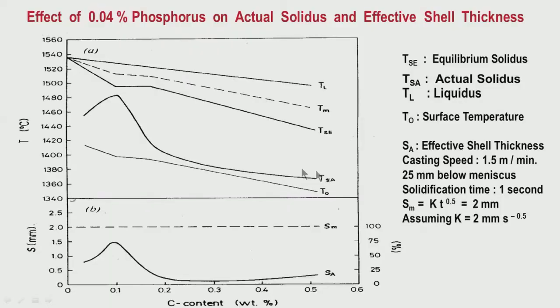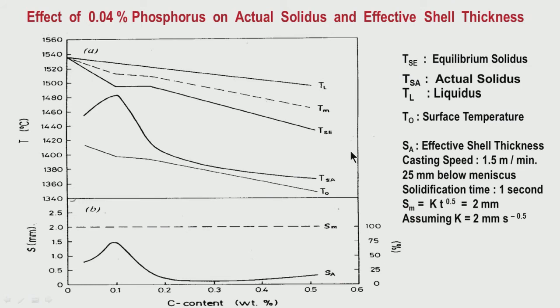So if we calculate the carbon equivalent depending on the chemistry of the steel, then we know how the steel will solidify, whether through delta or through gamma or in a mixed solidification mode, and at what temperature the solidification is complete. These are all important issues to understand the impact on steel quality.